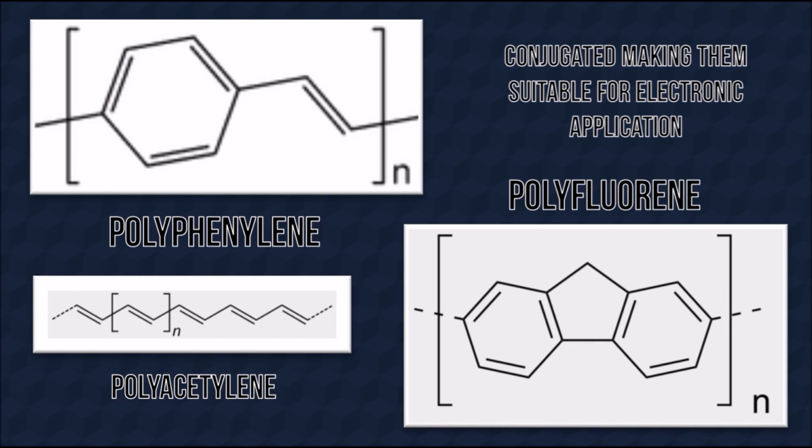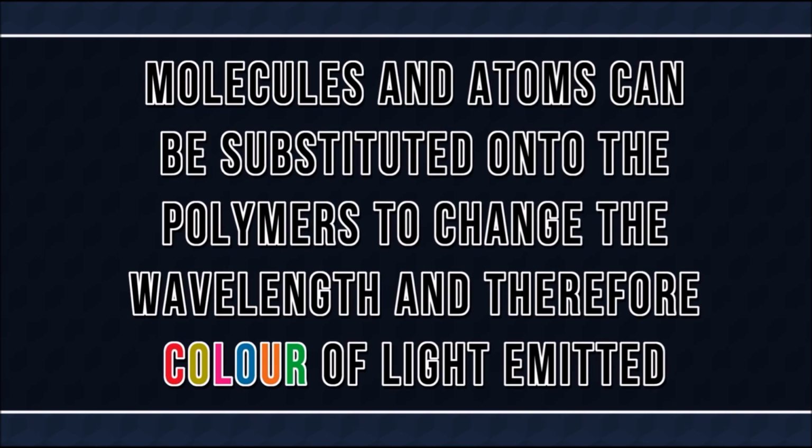These polymers are also capable of emitting visible light when an electric field is applied, hence their use in OLED pixels. Other molecules and atoms can be substituted onto the polymer main chains to change the wavelength and therefore the colour of the emitted light, making them ideal for use in displays.